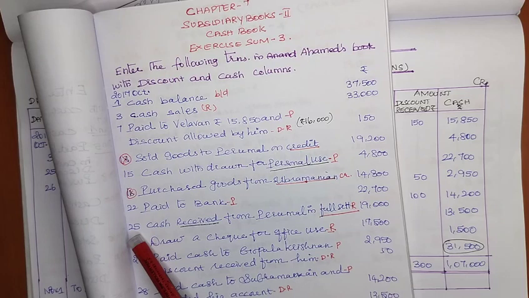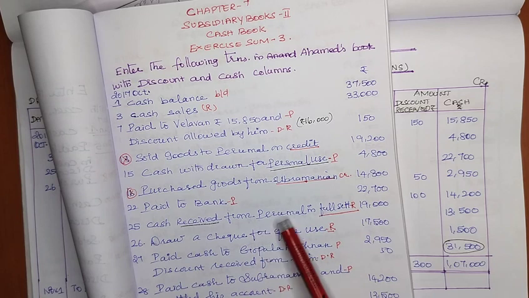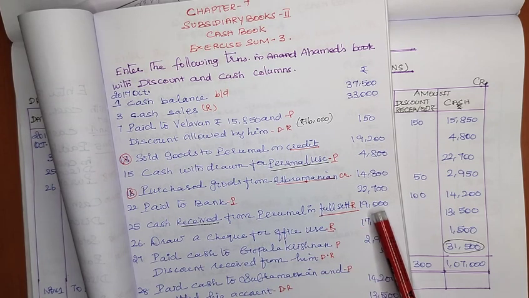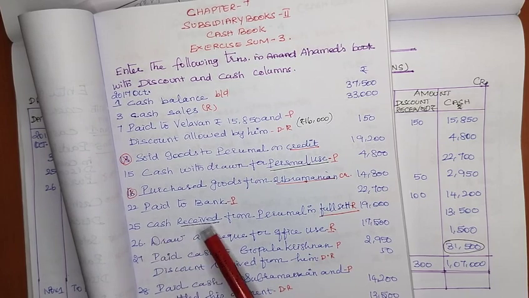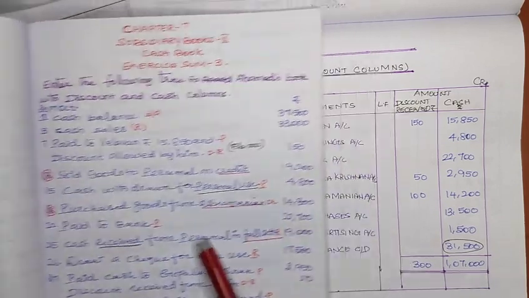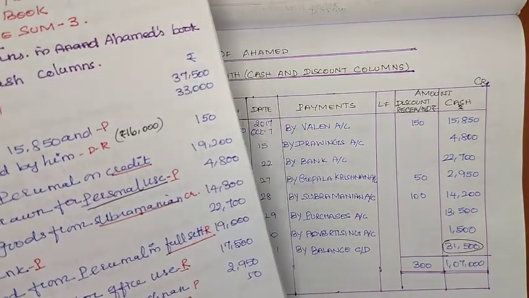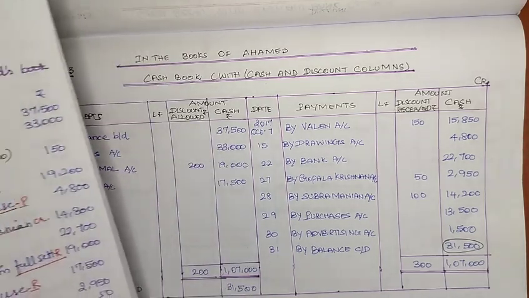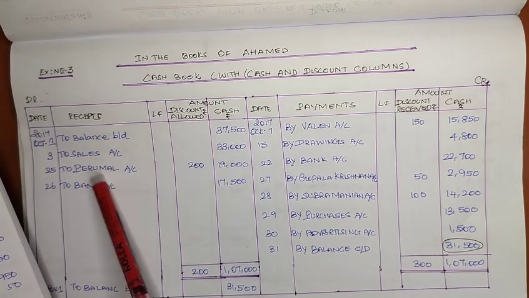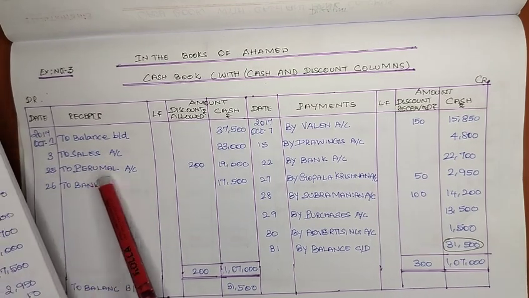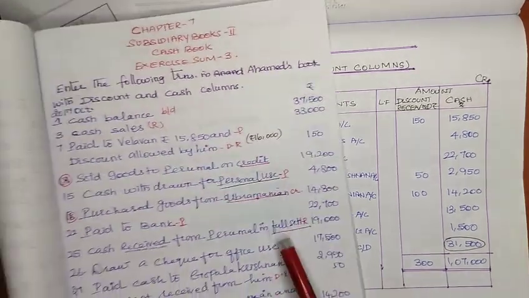Then October 25, cash received from Perumal in full settlement, rupees 19,000. Cash received means receipt. You received the income from Perumal. So you go to debit side, that means receipt side, because you received cash from Perumal. So you have to write the Perumal name here on receipt side. 25 to Perumal account. How much rupees did you receive? 19,000 rupees.